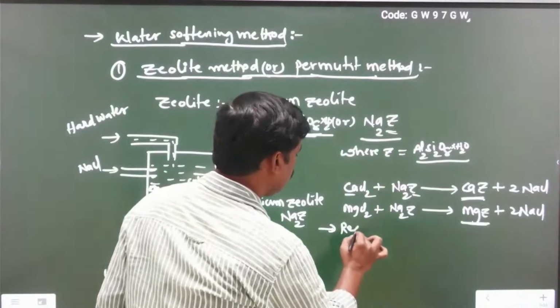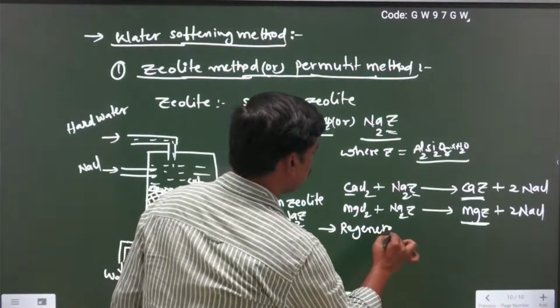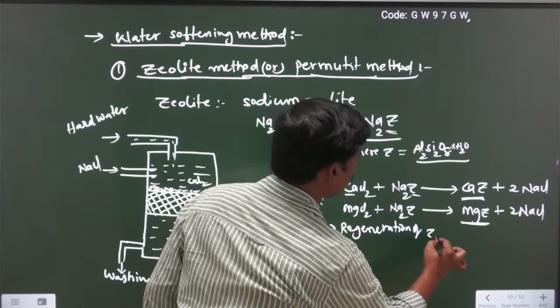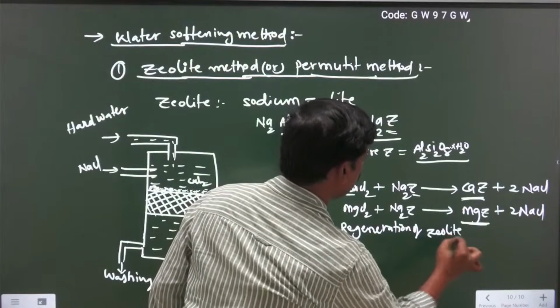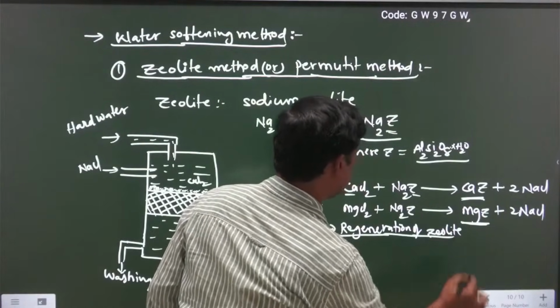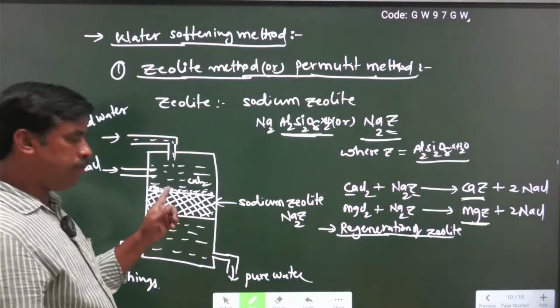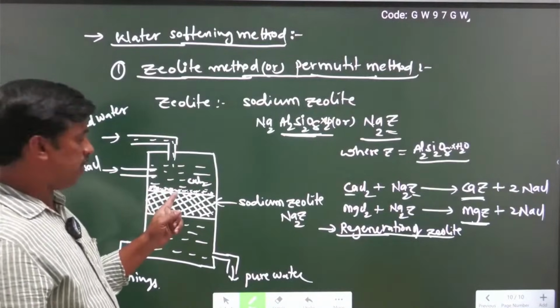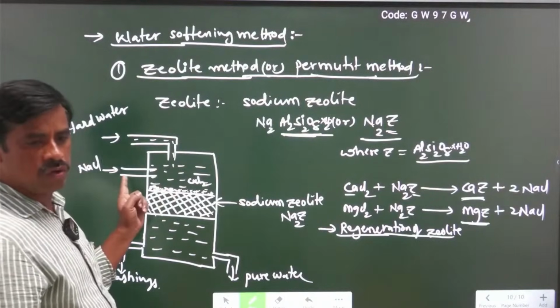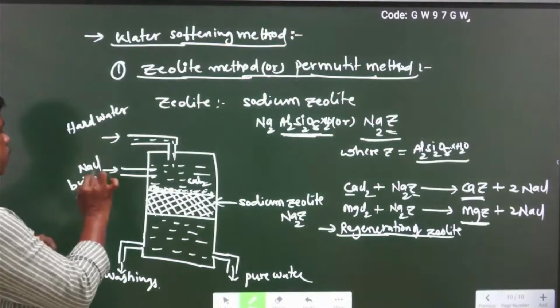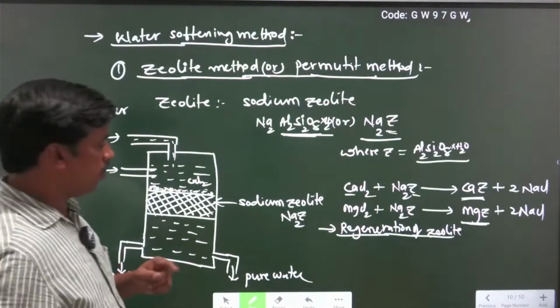Regeneration of zeolite. How can you regenerate? This exhausted zeolite bed is regenerated by the addition of brine solution. What is this? Sodium chloride, which is called brine.